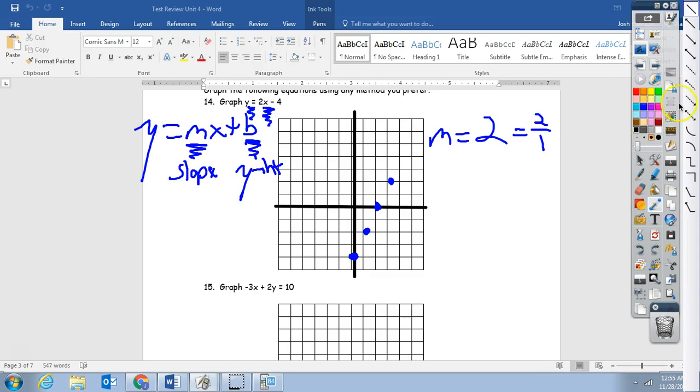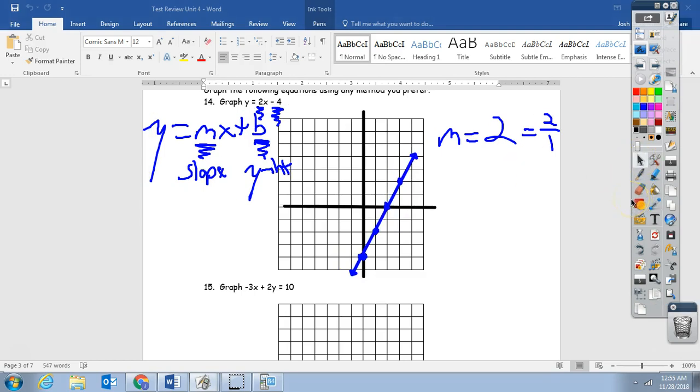Guys, that's how slope works. It goes all the way across the graph, not just some parts of it. Connect the dots, you got a line. And every point on this line is a solution.